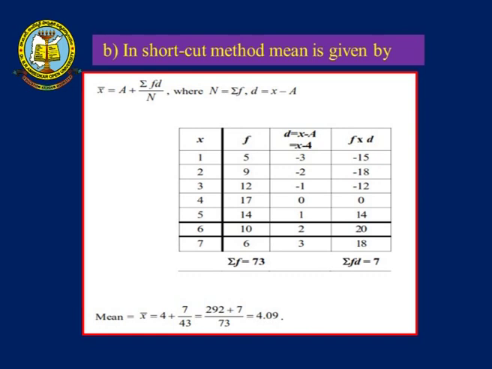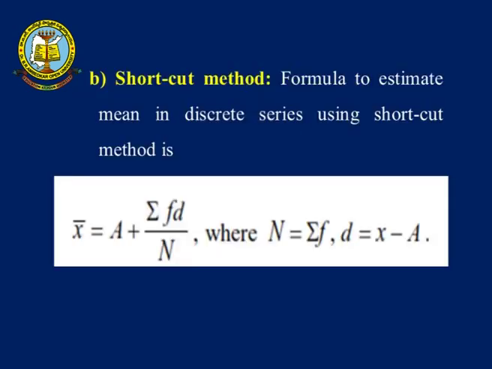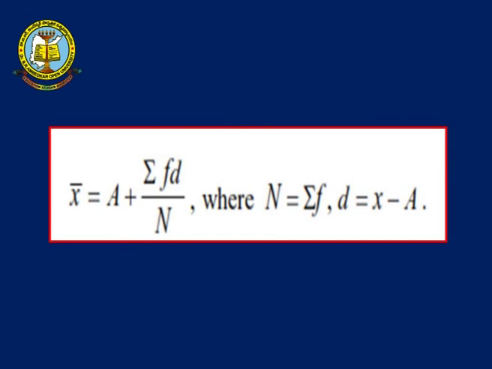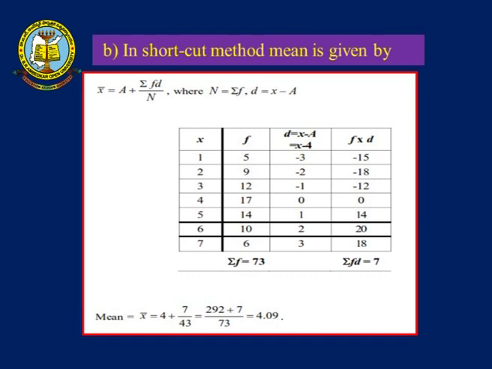After getting summation fd and summation f, you can substitute these values in your shortcut method formula. Mean is x bar is equal to a plus summation fd by n. In that case, a is equal to 4. 4 plus 7 by 73, taking the LCM, is 292 plus 7 by 73, which is equal to 4.09. Now go back to the direct method answer: mean value is 4.09. The shortcut method value is also 4.09.